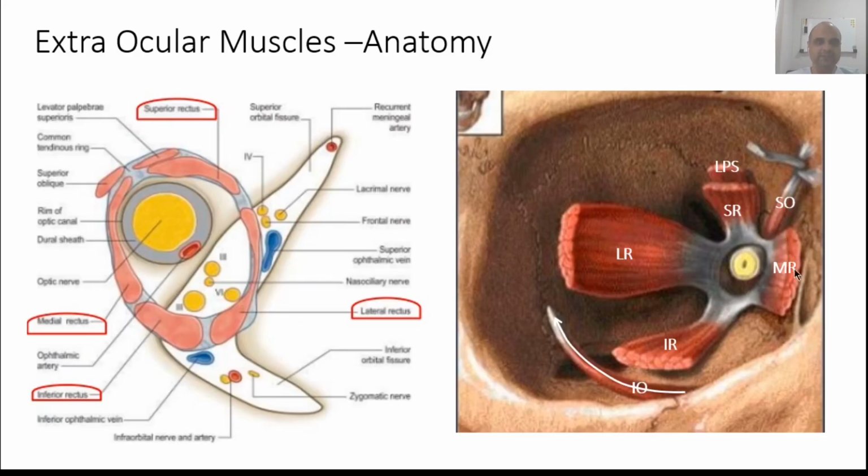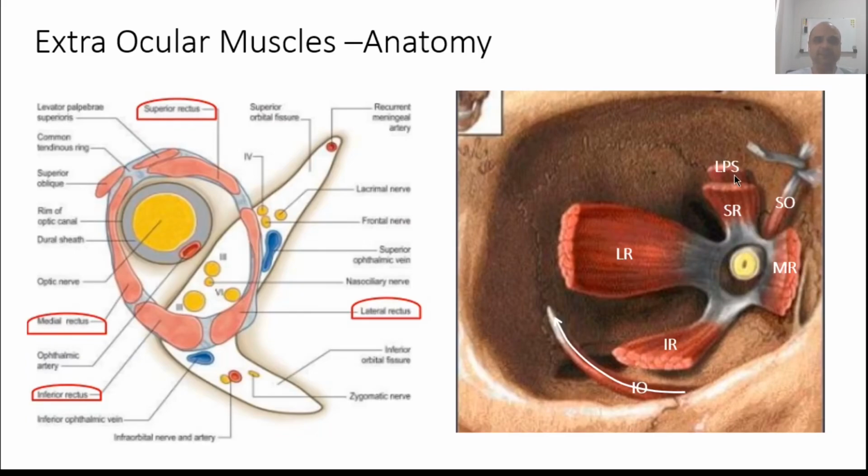So the muscles on the medial side are the medial rectus and superior oblique. Superior oblique passes through this structure, which is called the pulley, and attaches to the superior lateral half of the eyeball, superior, posterior, and lateral. The inferior oblique arises from the floor and attaches itself into the inferior, posterior, and lateral half of the eyeball. The other recti attach themselves to the eyeball, as their name suggests. So lateral is on the lateral side, medial is on the medial side, superior is superior, inferior is inferior.